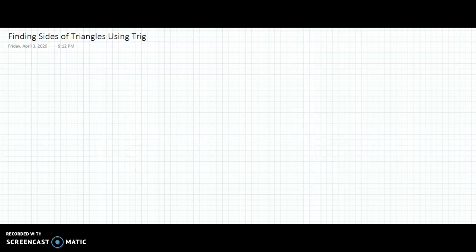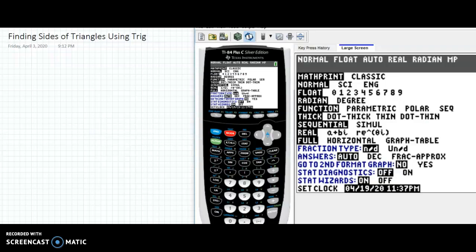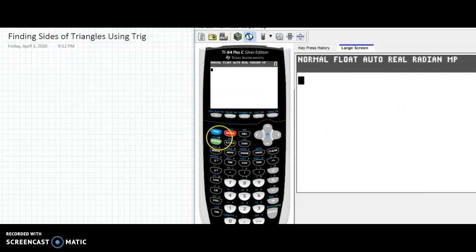Today we are going to be finding the sides of triangles using trigonometry. To do this you need a calculator. So if you do not have your calculator out, take some time and get it out right now. I'll pull mine up here. The first thing you want to do is make sure that your calculator is in degree mode.